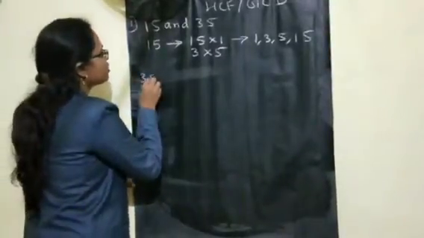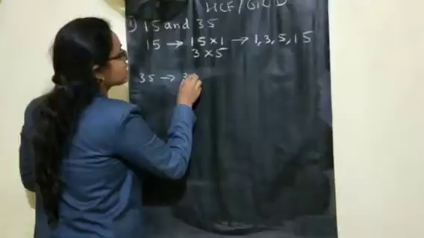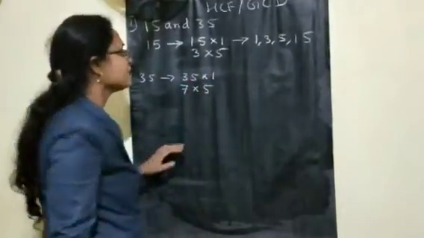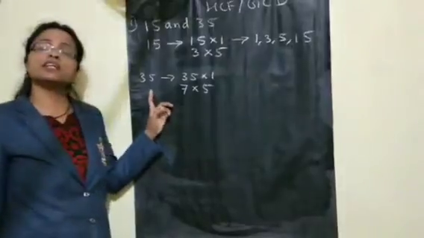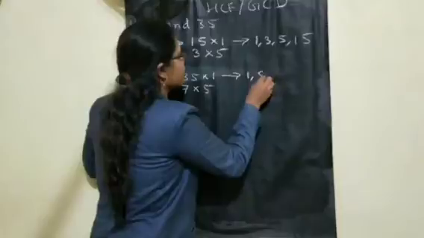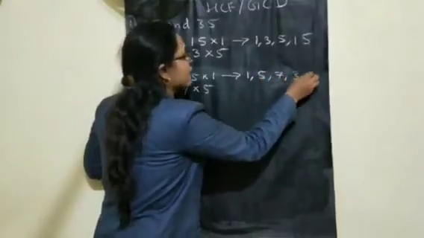In a similar way, go for 35. 35 1s are 35, 7 5s are 35. Any other factor is there? Any other table where 35 is present? No. So take the factors 1, 5, 7 and 35.